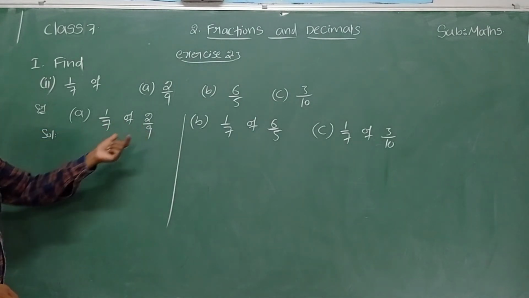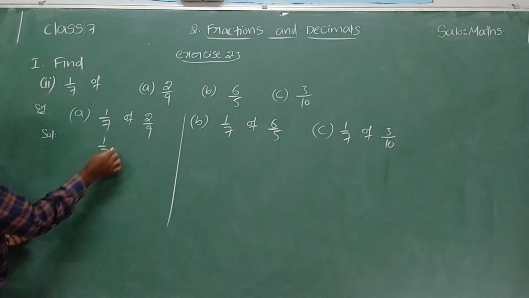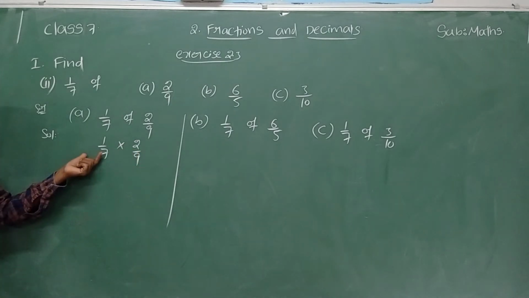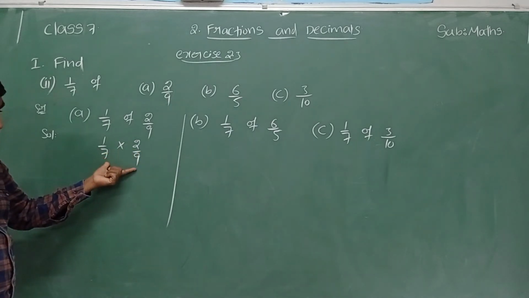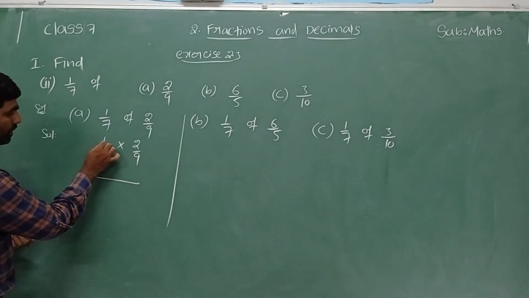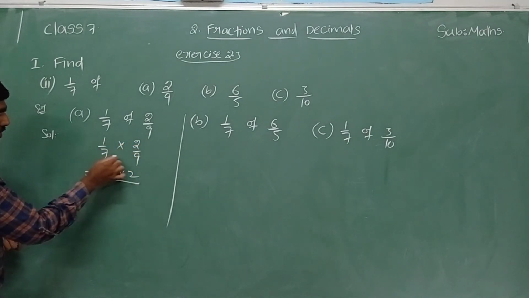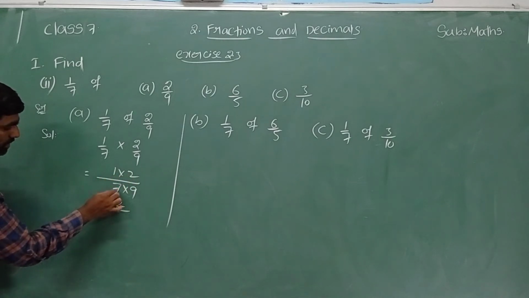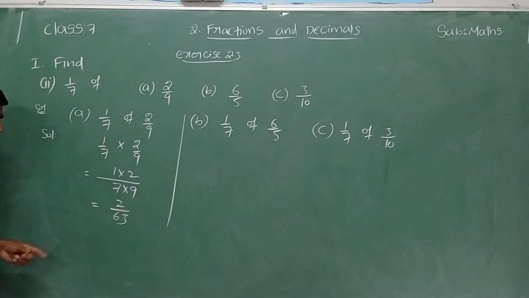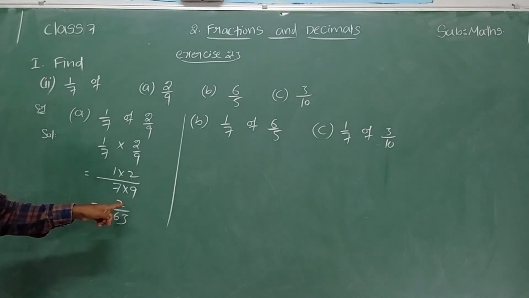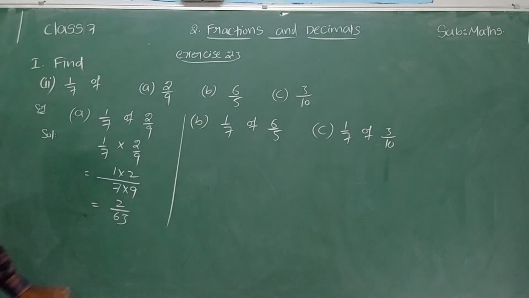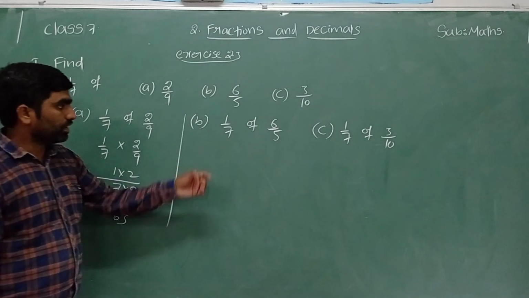1 by 7 of 2 by 9. 'Of' represents multiplication, so 1 by 7 into 2 by 9. Fraction into fraction. How can we multiply the fractions? The product of numerators by the product of denominators. 1 2s are 2, by 7 9s are 63. 2 by 63. There is no common factor other than 1. It is in lowest form, simplest form, and also a proper fraction. So we can stop here itself. Then let's continue with B1.